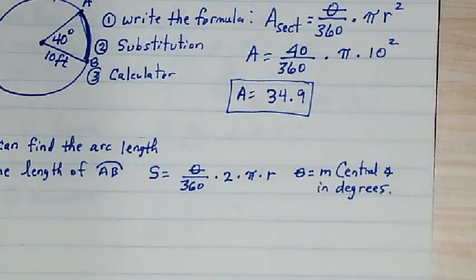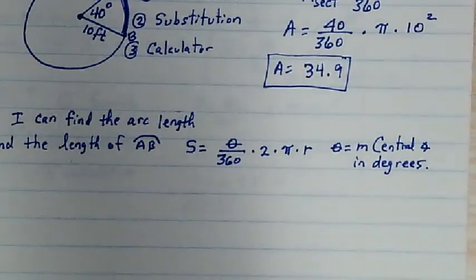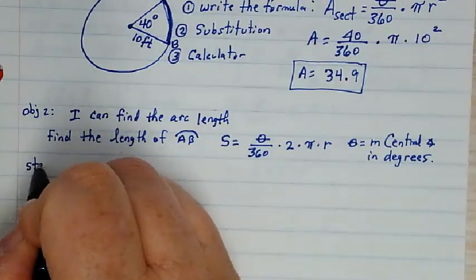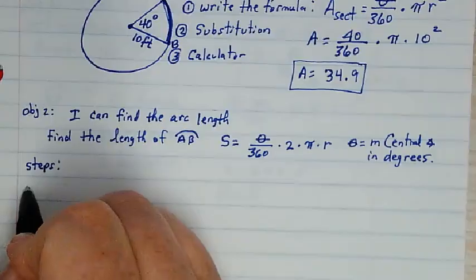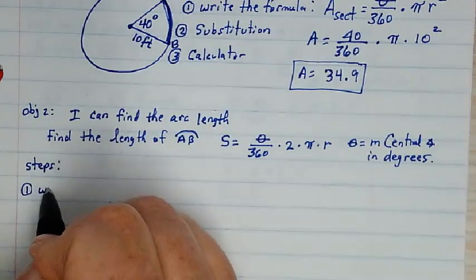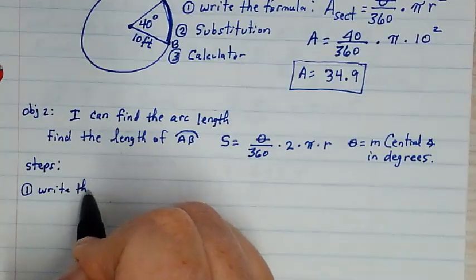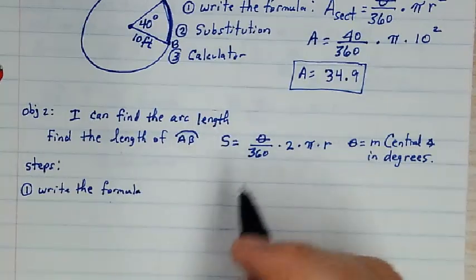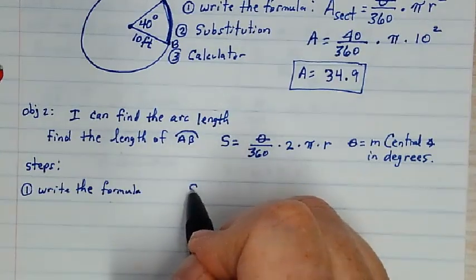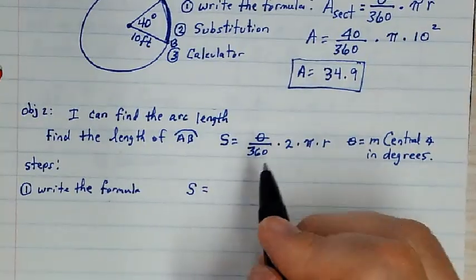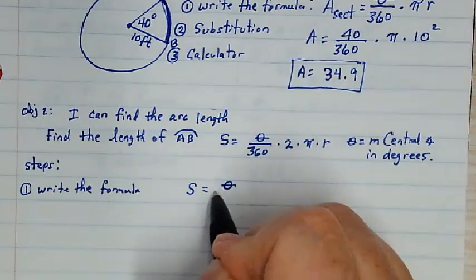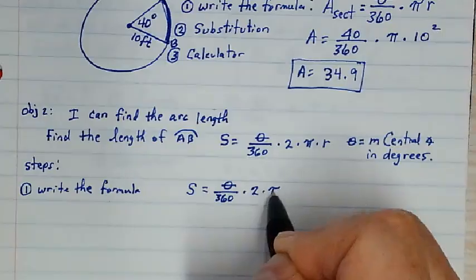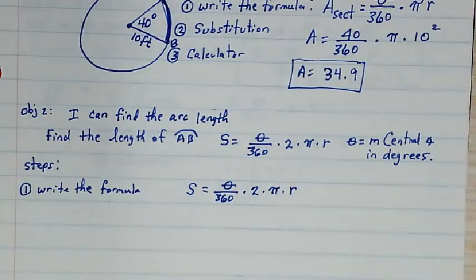Okay. So in order to get credit on this assignment, here's the steps you got to follow. 1, write the formula. For each problem, you're going to write the formula. And so that would look like this. Arc length equals theta over 360 times 2 times pi times the radius.